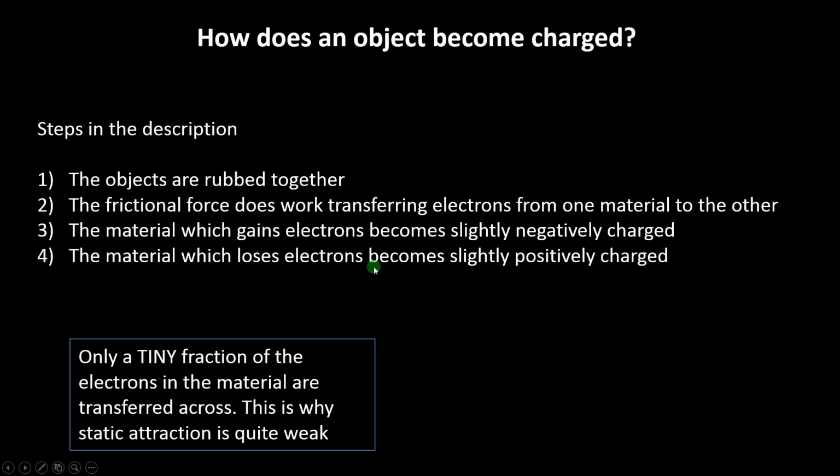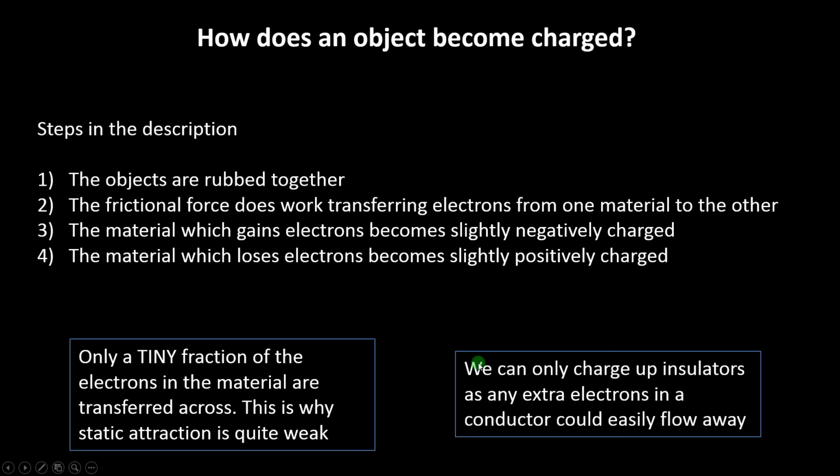The reason we use the word slightly there is the fact that only a tiny fraction of the electrons in the material are transferred across. It's a very few compared to the total number of atoms in the material. And that's why static attraction is so weak. So it's why the force between the balloon and your hair after you've charged them up is very, very weak indeed. It's not anywhere as strong as the forces that hold the ions together in ionic bonding, because there each individual atom transfers one or two or three electrons, and here we're talking about a handful of electrons shared between millions of atoms being transferred.